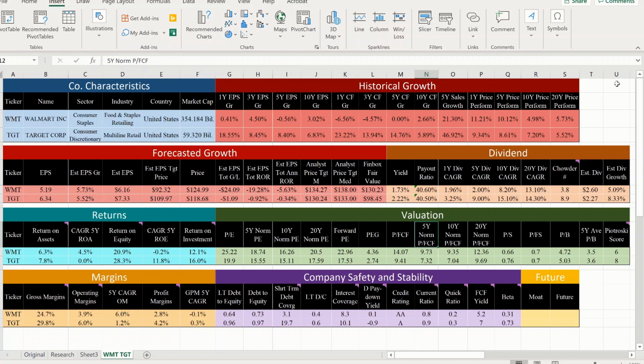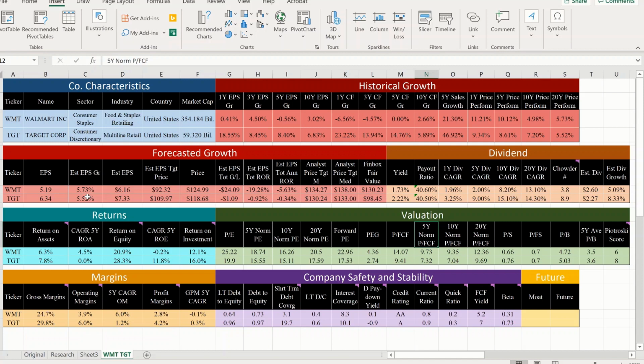Next, we look at forecasted growth. Again, Walmart is on the top. Now the first column is current earnings per share. I only have it in forecasted growth for the purpose of comparison, as this is a present earnings per share and not a future. Beside it, I have estimated earnings per share growth rate. This is the rate at which analysts are expecting these companies to grow their earnings per share annually.